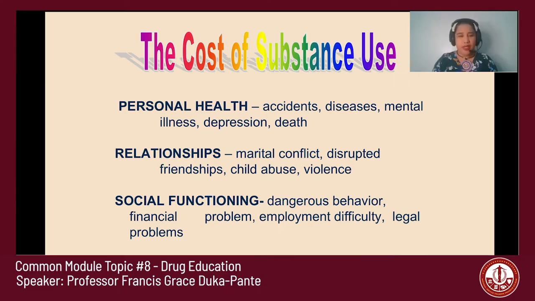For the interpersonal aspect, relationships can be damaged. There can be marital conflict for couples, for married people. There can be disruption in friendships and possible child abuse. So if the parents are using substances, there is a high probability that there would be violent behavior.